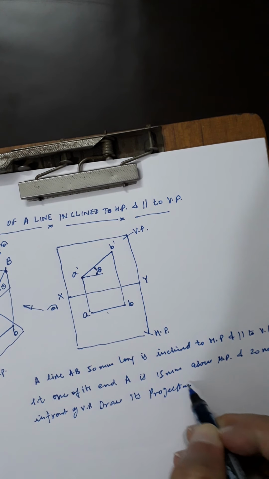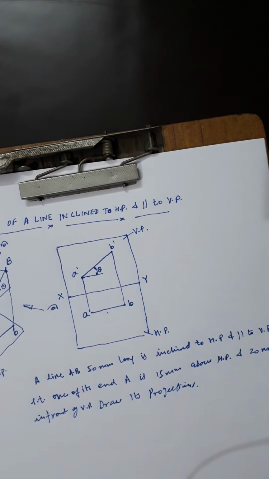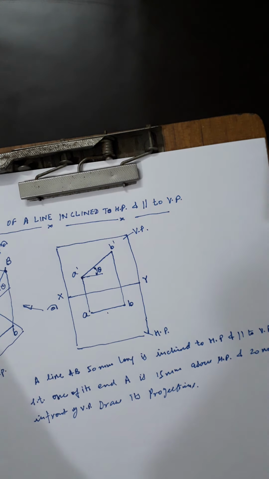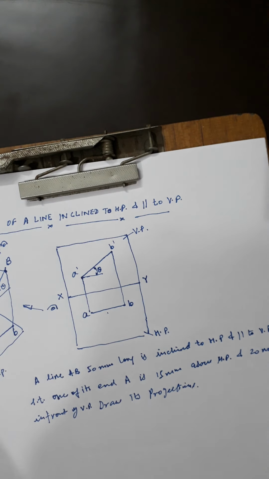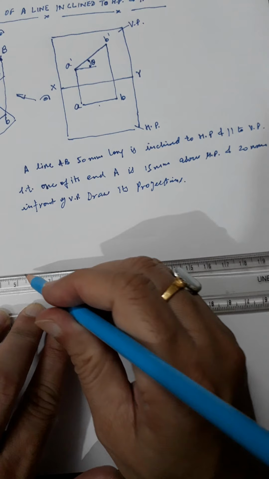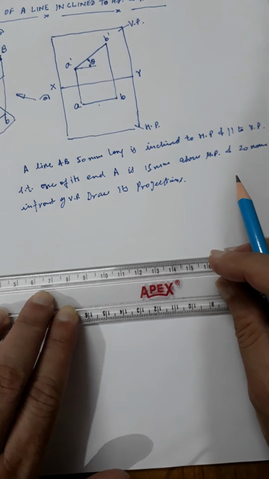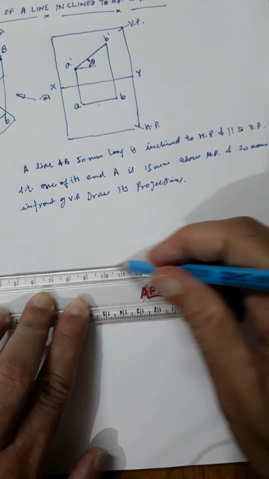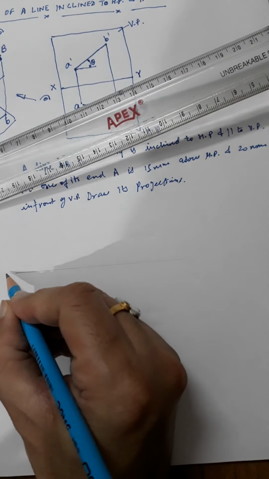First I will draw the projections, meaning front view and top view. Now how will you draw this on your sheet? I will draw it again as per the rule. I have to draw the XY line first. Always draw the XY line first, of suitable length. Okay, so this is XY.